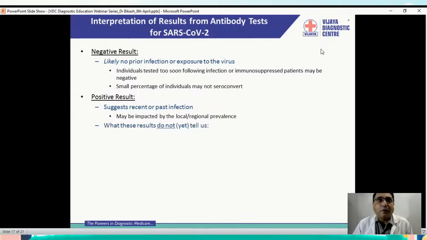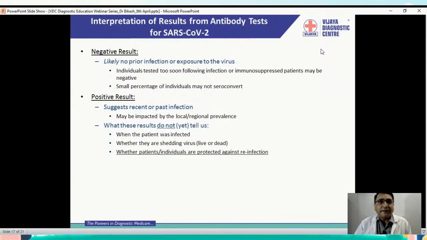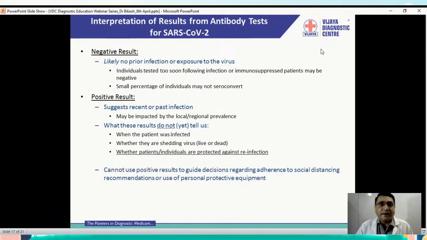But more important is what the positive results do not tell us. They do not tell us when the patient was infected, whether the patients are shedding live or dead viruses, or whether the individuals are protected against reinfection. Now, I would like to emphasize that a positive result does not mean that you are protected for a long time or that you may not get reinfected. So in other words, we cannot use positive results to make decisions regarding adherence to social distancing recommendations and use of personal protective equipment.